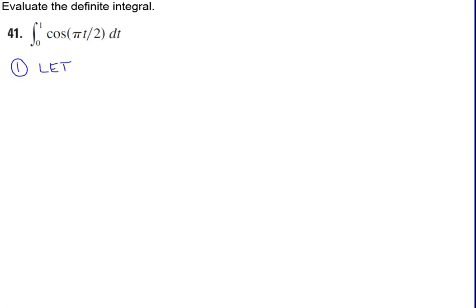So we're going to let u equal pi over 2 t. And so now we're going to take the derivative of both sides. So taking the derivative of both sides, we're going to get du, which is equal to pi over 2 dt.